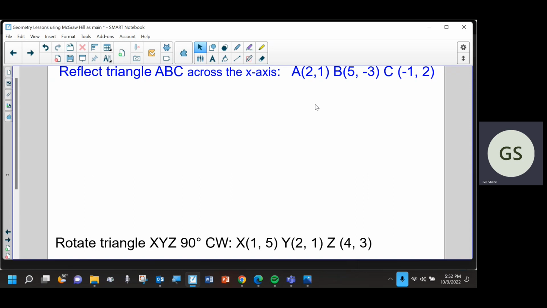So with these particular problems, I'm going to show you how I would create the graph, and then how, for rotations, how I would just do the rotations, or how I think you should do the rotations, really.